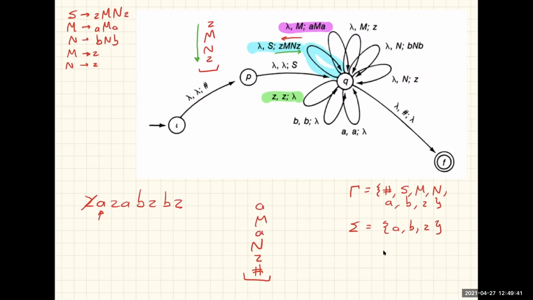Now, we are still here. Our second step will take this A and consume this one and this one. Consume the A from the input, move our head, and consume the A from the top of the stack because we are using this rule. It says consume the A from the input string, consume the A from the stack, and do not push anything. Now we have this Z at the top and this M.